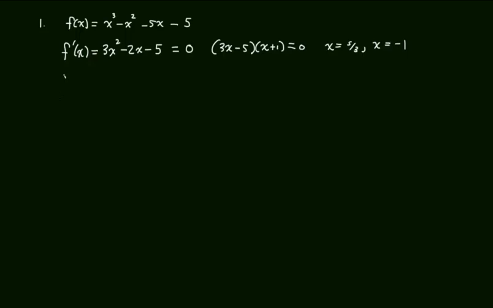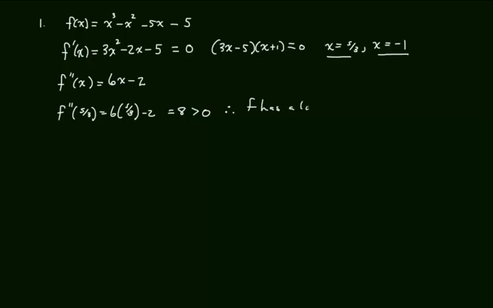But now what we're going to do is find the second derivative, and that second derivative is 6x minus 2. I have vertices at x equals 5/3 and x equals -1, but I want to determine if it's concave up or concave down. So I'm going to evaluate f double prime at 5/3. I substitute that into my second derivative, and that comes out to be 8, which is greater than 0, which means concave up, but it also means vertex down. So therefore, f has a local minimum at x equals 5/3.